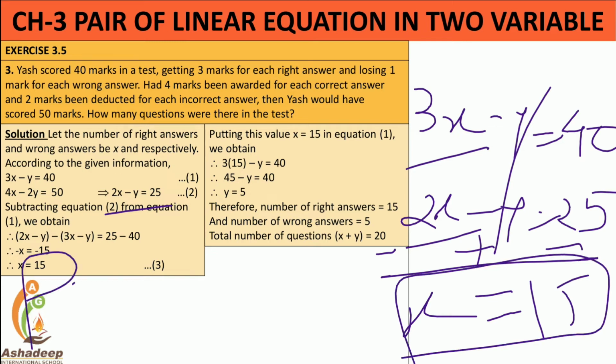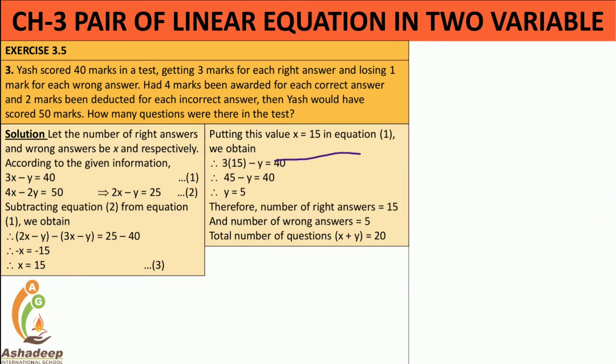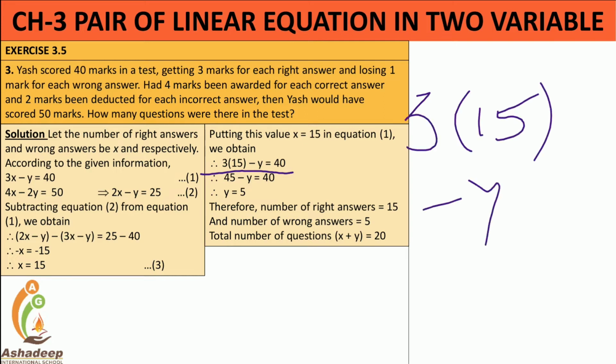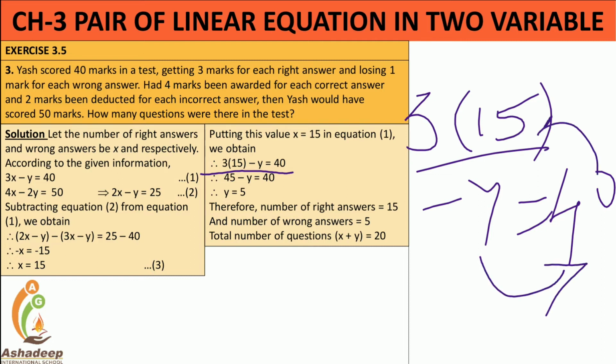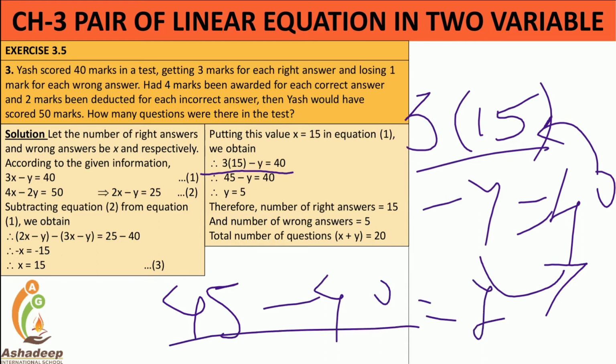Now put this into equation number 1 or equation number 2. Here, put x is equal to 15 in equation number 1. So 3 into 15 minus y is equal to 40. 15 threes are 45. Now minus y goes to the other side and becomes plus, and 40 goes to the other side and becomes minus. So 45 minus 40 is equal to y. 45 minus 40 is 5, nothing but y.